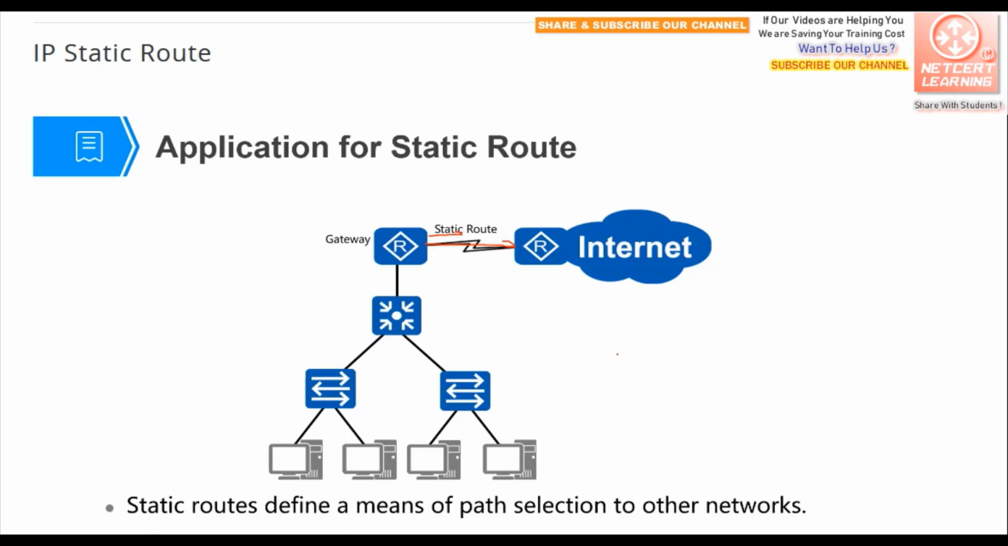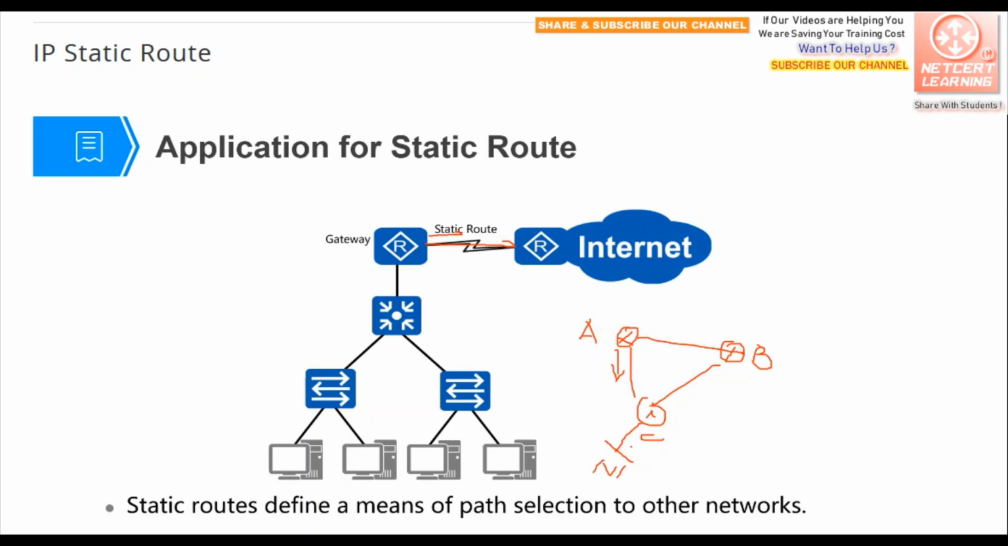But if there are redundancy connections, the static route maybe is not suitable. For example, there are three routers: router A, router B, and router C. In this scenario, if there is a network connected to router C, and router A wants to go to this network, you can configure a static route on router A, then forwarding the packet to router C.